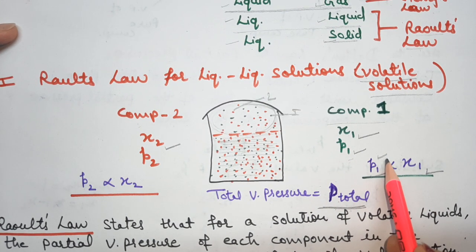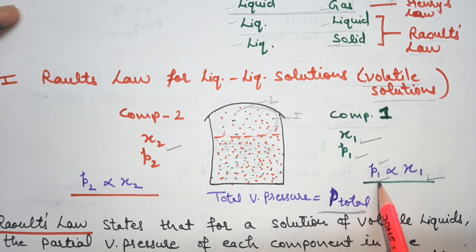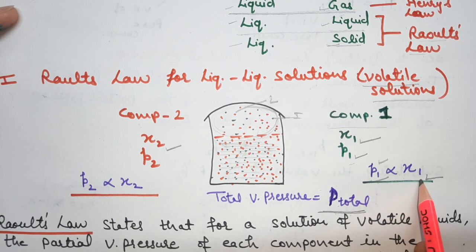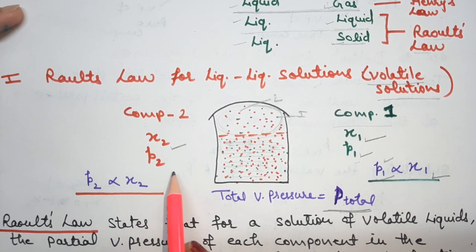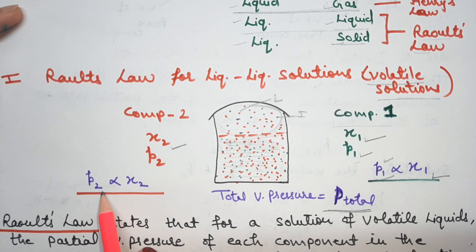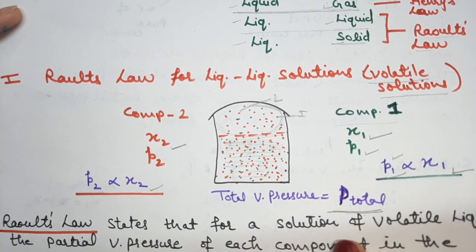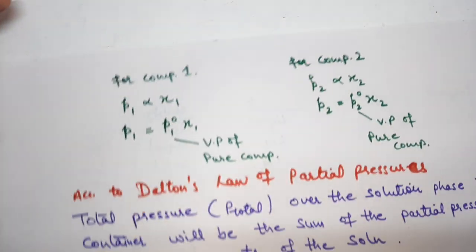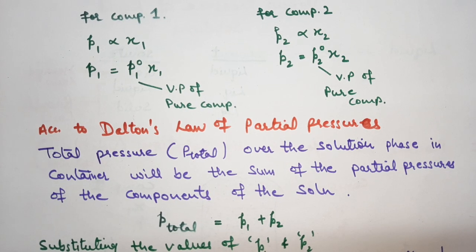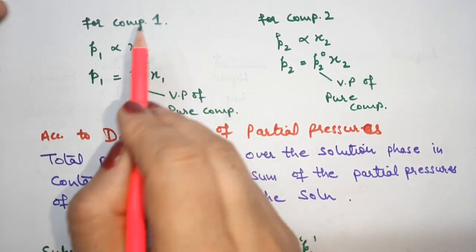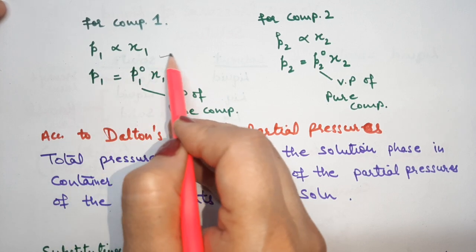P1, the partial pressure of component 1, which is also volatile in nature, is directly proportional to its mole fraction X1. In the same way P2, the partial pressure of component 2, is directly proportional to X2, the mole fraction of component 2. Now let us elaborate the expression further. For component 1, P1 is directly proportional to X1.